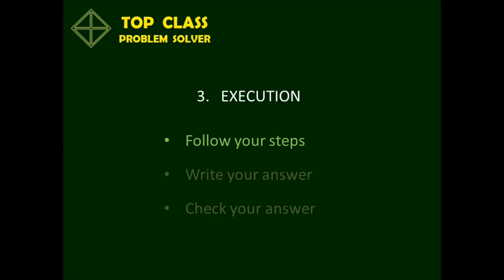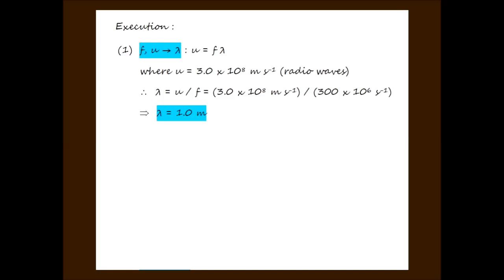The first step of the execution is to follow the steps of the action plan. From our frequency, we will use u is equal to f lambda to find the wavelength lambda. Here we incorporate the fact that the waves in question are radio waves. Radio waves are a type of electromagnetic radiation. All electromagnetic radiation travels at the speed of light given here. So using u is equal to f lambda, we are able to find the value of lambda shown here.